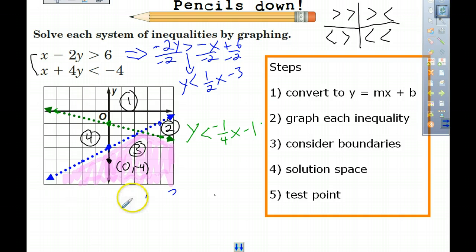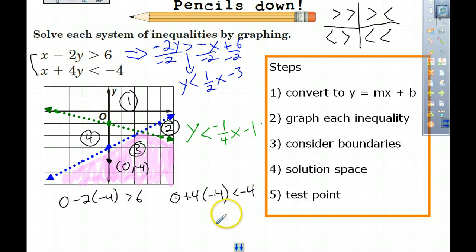You could even do this check before the shading. That way you don't shade it, then check, and then have to erase the shading and shade somewhere else. Do a check. I think it's this region 3. Pick a point and see if it's true. So is 0 minus 2 times negative 4 greater than 6? And is 0 plus 4 times negative 4 less than negative 4?